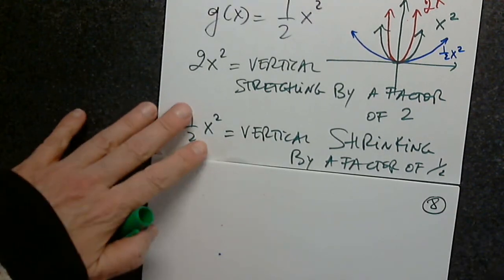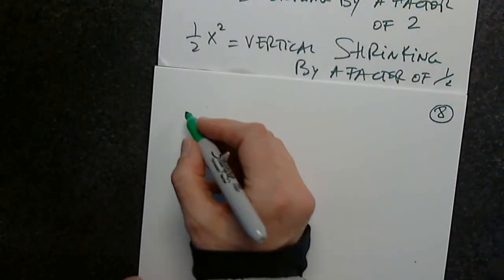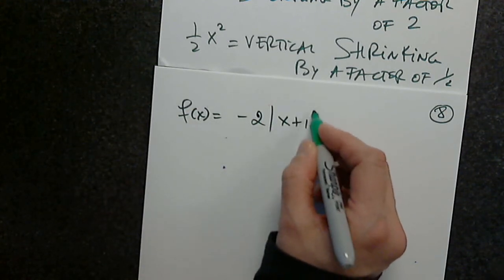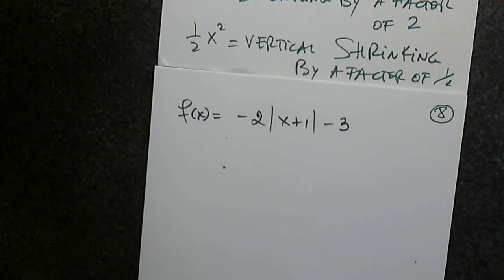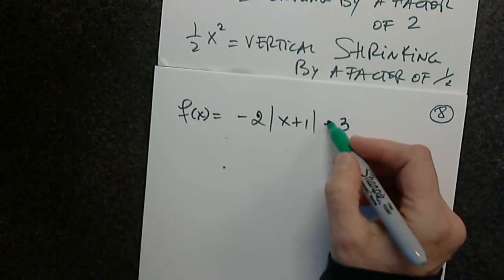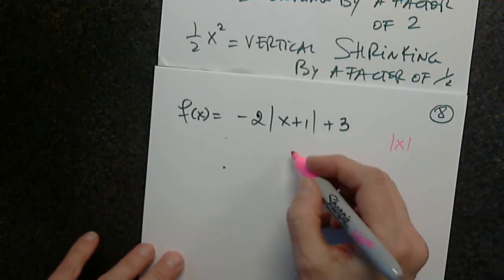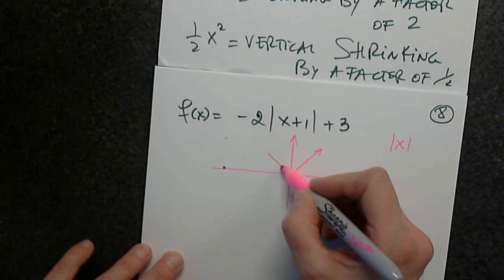So let's look at a combo and then the last one of the transformations. So let's say we want f of x equals -2 times the absolute value of x plus 1, plus 3. Okay. What function did I use? Good. So here it is. So here's the graph of the absolute value of x.